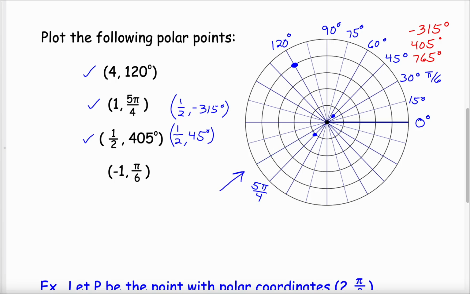Well, what's this angle here? Well, that's 7 pi over 6, isn't it? So we're going to go actually 1 that way. And that would be the point for negative 1, pi over 6, which we could also represent as positive 1, 7 pi over 6.